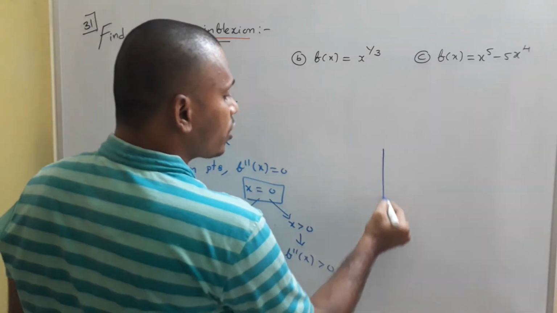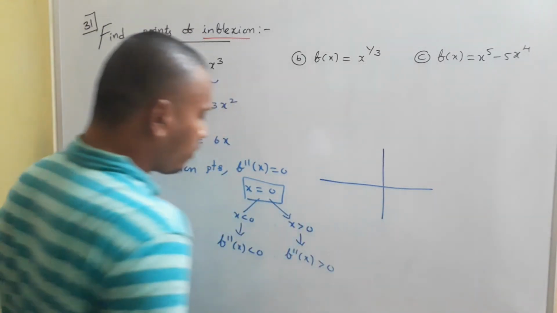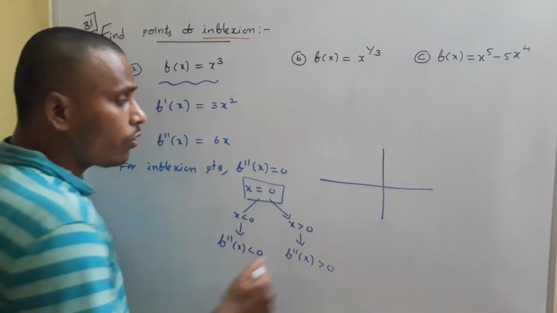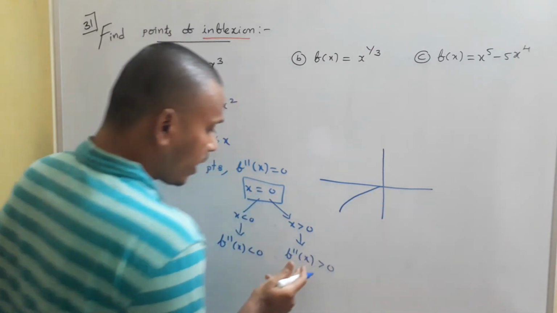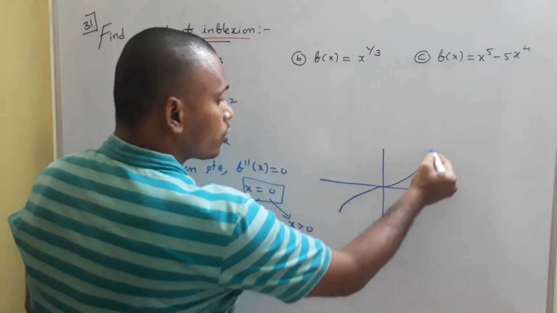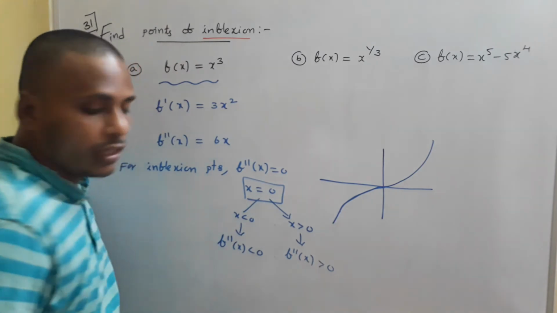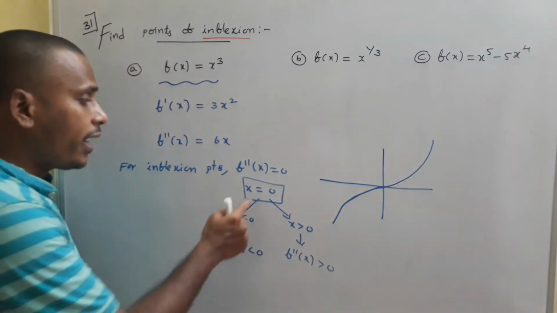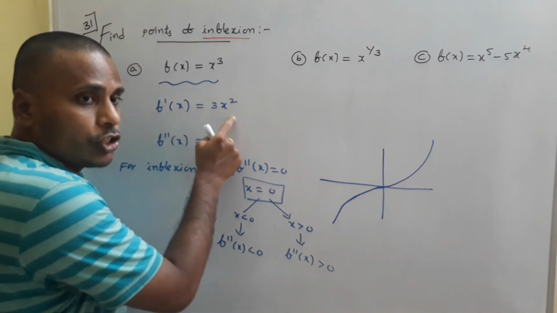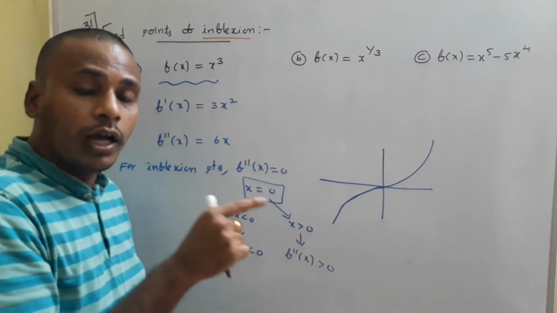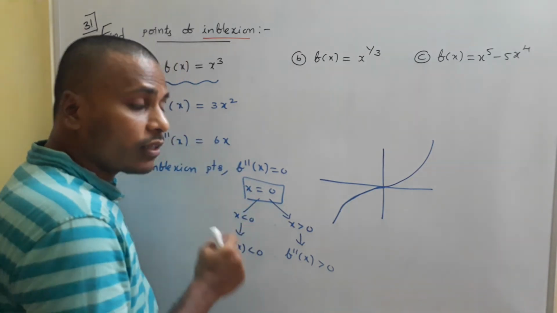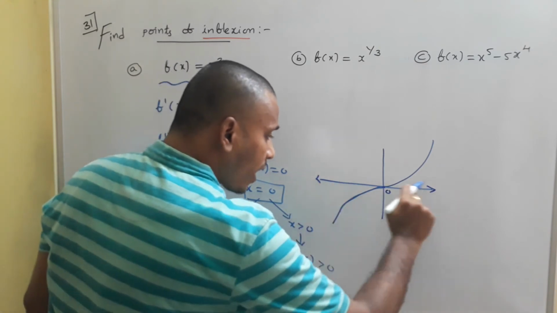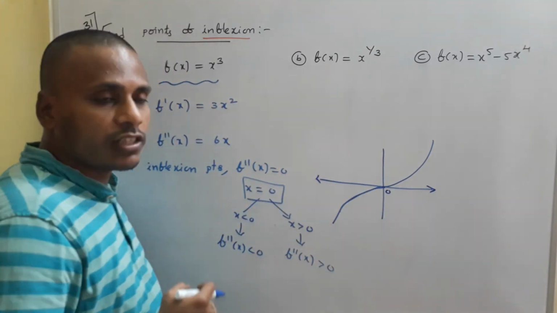If you wish to sketch the graph at that particular point, less than 0 means concave downwards, greater than 0 means concave upwards. So this is the rough sketch of the graph for f of x equals x cube. As I said, at this point 0, the first derivative is 0. That means a horizontal tangent for the graph. So at this point 0, the horizontal tangent is the x-axis, and this x-axis acts like a tangent for this graph.